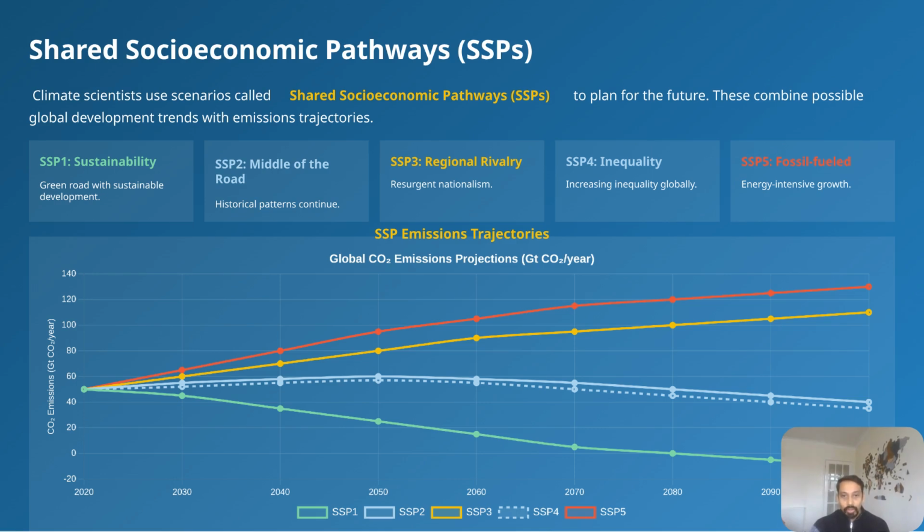To plan for the future, climate scientists, data analysts, and ESG and sustainability professionals use various scenarios called SSPs, which are Shared Socio-economic Pathways. These combine possible global development trends with emissions trajectories that represent the various scenarios. For example, SSP1 represents a sustainable path, while SSP5 assumes high fossil fuel use. So, if regular use of fossil fuel continues, what will be the impact on the Earth?